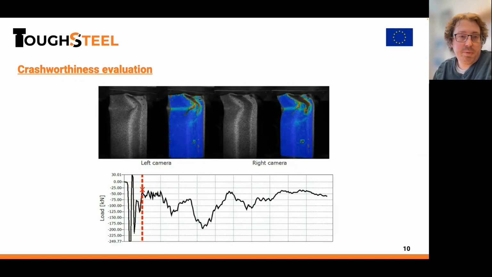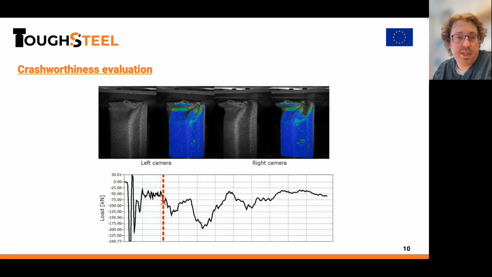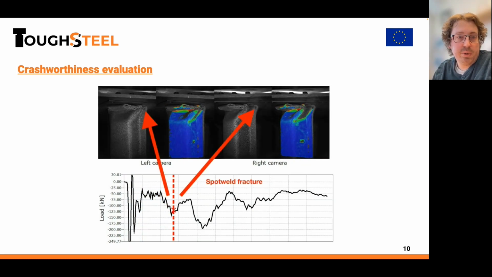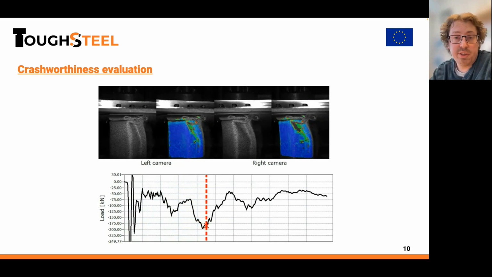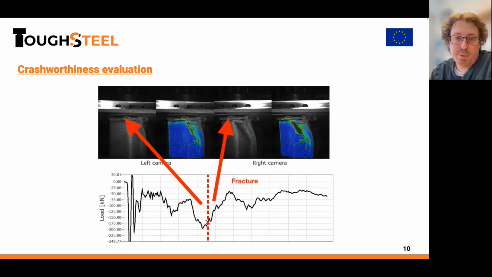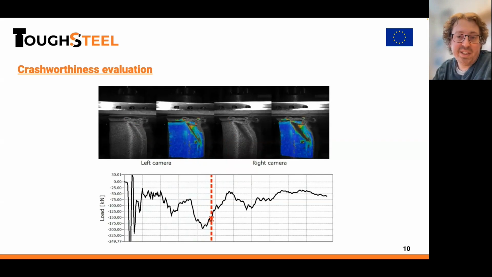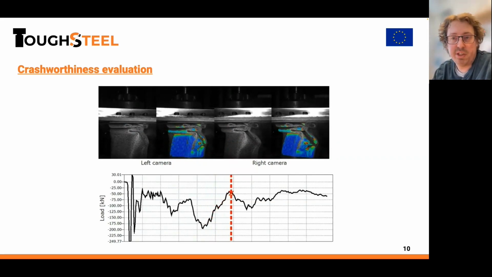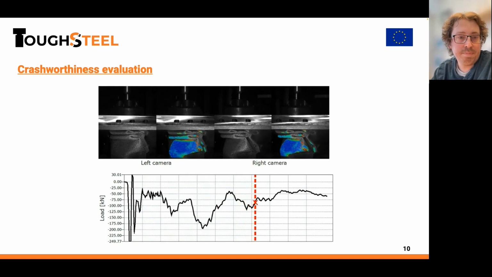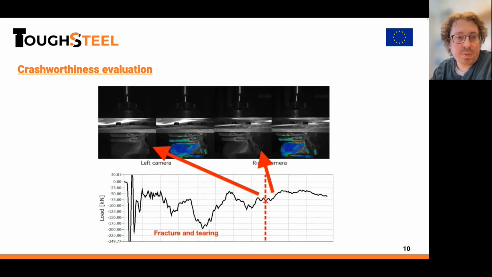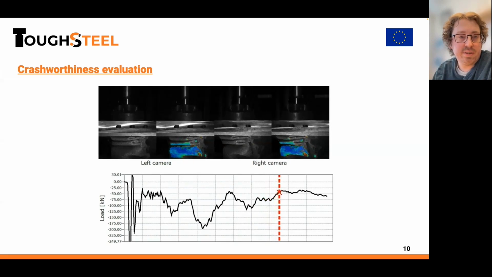Here you can see a result from one of the boxes with a strain field overlay as well. As you can see, we can track the load curve and see when things happen. Here we have a spot weld fracture. We can identify the cause of the fractures and when they occur during the deformation. It's important to know here that the load is delayed a little bit in the load curve, since the displacement is measured on the top and the load cell is placed at the bottom, and because we have such high speeds, it can be delayed a few images. We can also identify fractures and tearings and such.